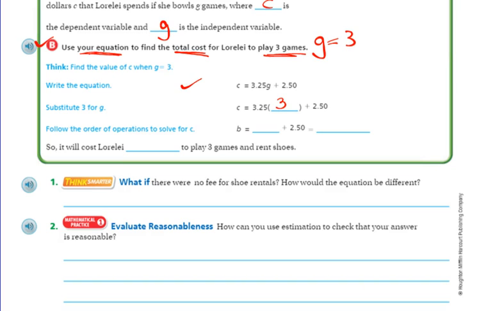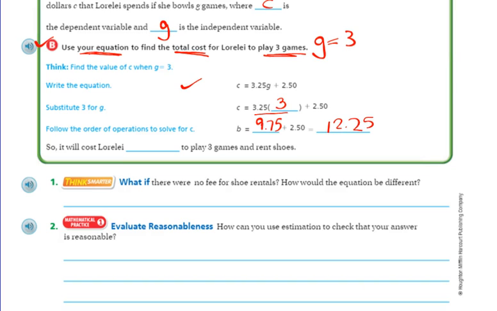And order of operations says, hey, take care of that multiplication step first. So we have $3.25 times 3 is going to give us a total of $9.75 for the games themselves, plus that $2.50 rental fee for the sneakers or the bowling shoes. And that's going to give us a total of $12.25.